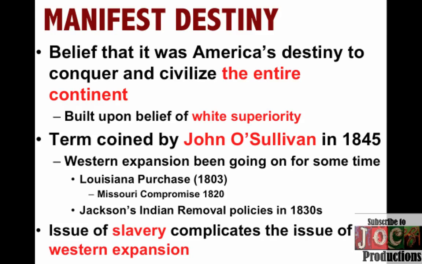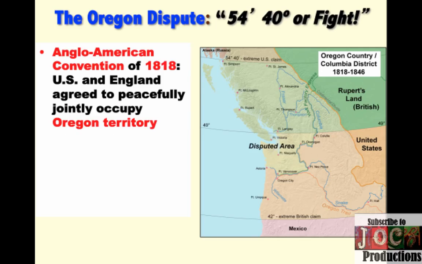So in 1820, that compromise resolved it, but it's going to pop back up. Let's talk about one of the non-controversial, at least when it comes to the issue of slavery, moments of expansion under Polk, and that is the Oregon dispute. During the campaign of 1844, Polk had openly said 54-40 or fight. The boundary of the United States is going to be at that point on the map.